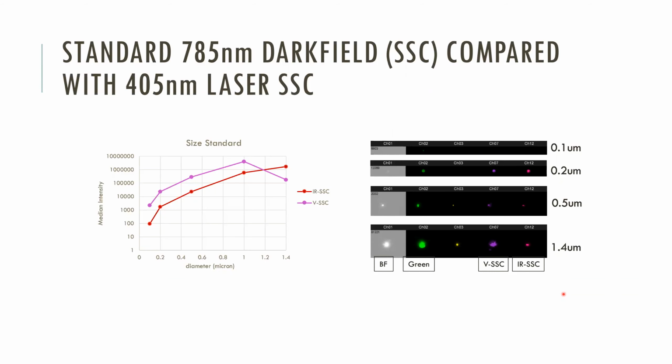When we compared the 785 dark field or side scatter versus the 405 side scatter, what we did see was a stronger signal off the 405. However, we got a lot more spread in that signal, and the linear range was not any longer, so we ended up deciding that the IR side scatter was a better way to go. The compression of the EV sample on the side scatter scale made it easier to distinguish the EVs from other contaminating things that were in the preparation.